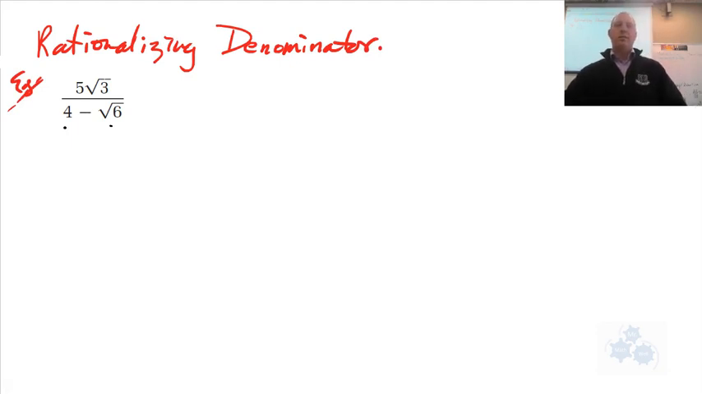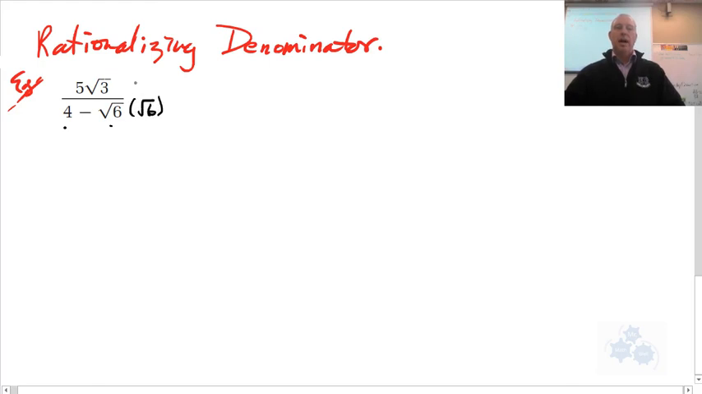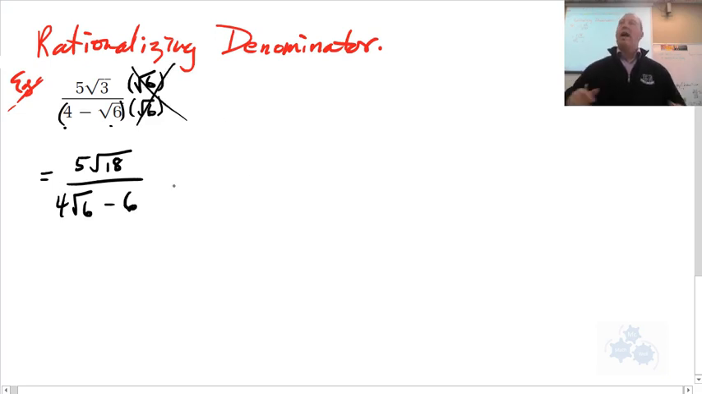So if we did this, if we said, well, I know how to get rid of a radical in the denominator, I just multiply top and bottom by the radical part. So if you did that, this is what would happen. You'd have 5 root 18, and you'd have, well, this would now have to be distributed. So you'd have 4 root 6 minus 6. So this is not enough to rationalize the denominator when the denominator is a binomial.